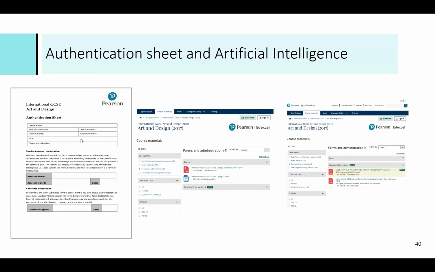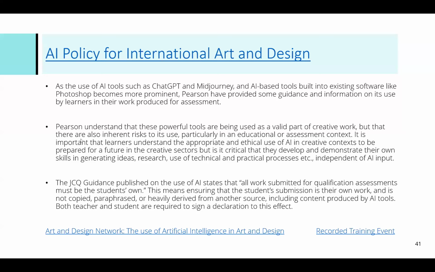Clear guidance for acceptable use of AI can be found in this document, and I'll be showing some examples of this soon. So, the AI policy for International Art and Design. AI tools such as ChatGPT and Midjourney, and AI-based tools built into existing software like Photoshop, become more prominent. Pearson have provided some guidance and information on its use by learners.